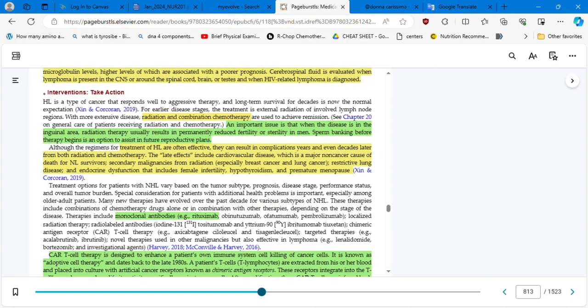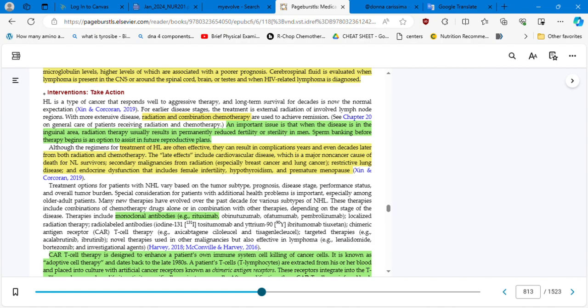So what are the interventions? Usually radiation or chemotherapy based on the stage, type of lymphoma, and locations. All of these factors are going to make the provider decide how to conduct the therapy. An important issue is that when the disease is in the inguinal area, radiation therapy results in permanently reduced fertility or sterility in men. So you have to talk to the patient in order to bank the sperm before therapy begins, if they have future reproductive plans.